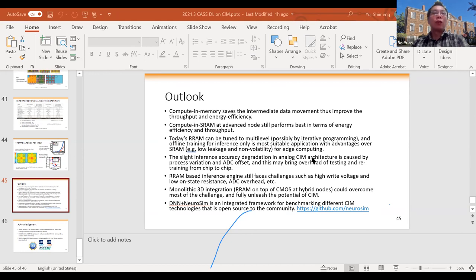Shimeng, if no other audience will ask questions, I have one question. In your slides, you mentioned that some current fabricated chips can already support the execution of ResNet on the CIFAR-10 data set. In that case, do they use several arrays of RRAM or SRAM to do that, or just a single array?